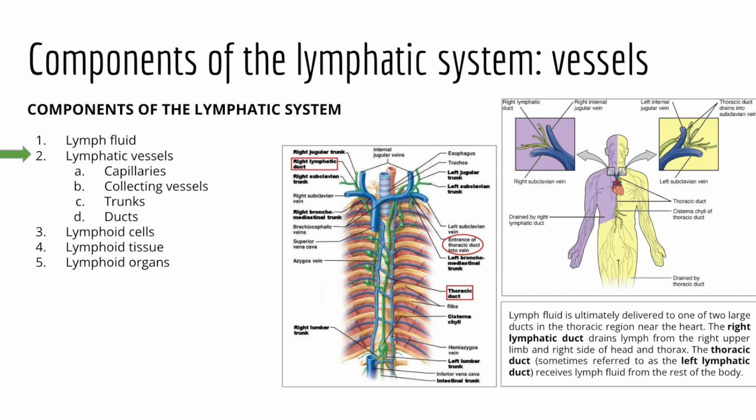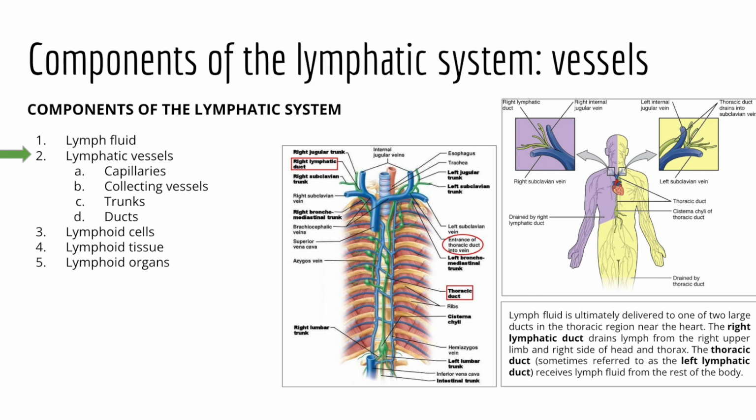If we consider the ducts, lymphatic fluid is ultimately delivered to circulation via 2 very large lymphatic ducts within the thoracic cavity near the heart. We have the thoracic duct, which is sometimes called the left lymphatic duct. So here we're looking at our subclavian vein, right and left. When we talk about our thoracic duct, sometimes called that left lymphatic duct, here we're dumping lymphatic fluid into our left subclavian vein. And then here we have our right lymphatic duct dumping lymphatic fluid into our right subclavian vein.